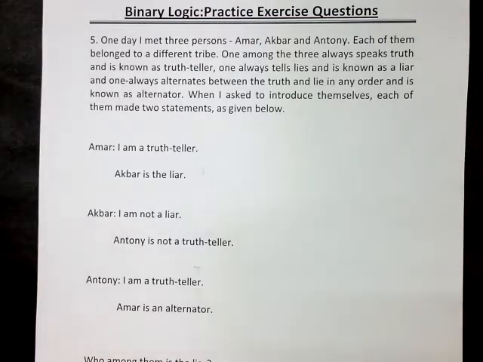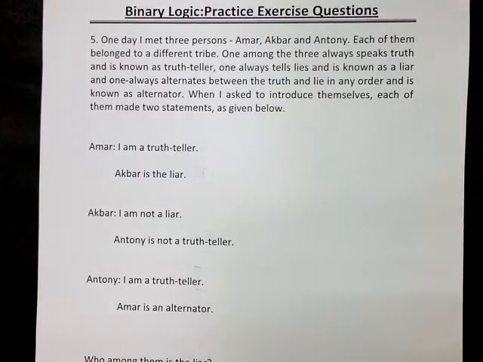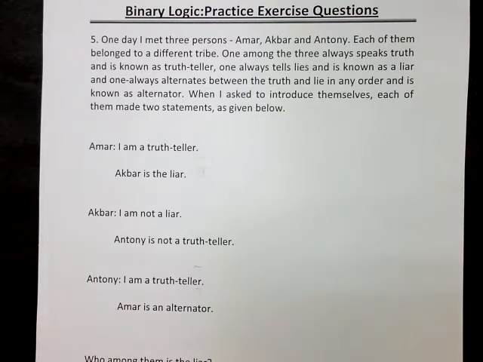Hello, my dear friends. I assume that you have attempted this fifth question before you are watching this video. This question involves Amar, Akbar, and Antony, three people. One among them is a truth teller, the other one a liar, and the third one is an alternator.